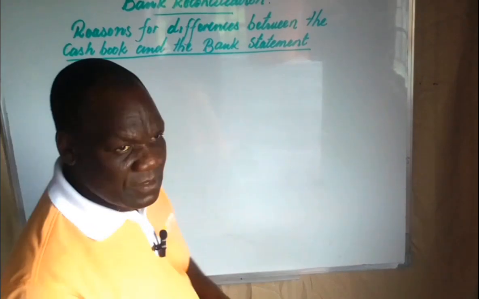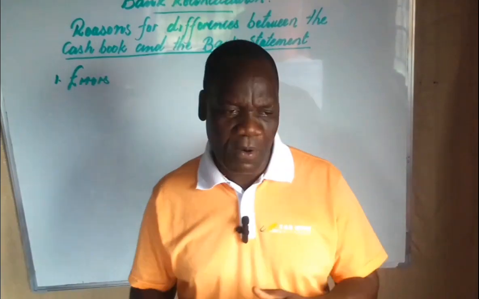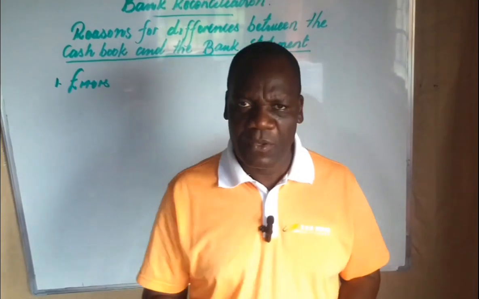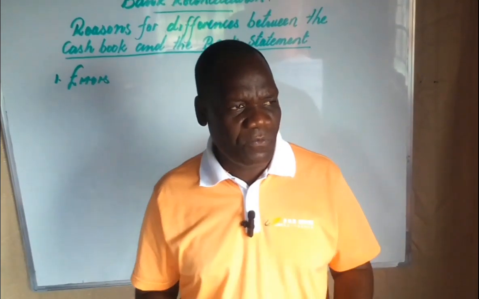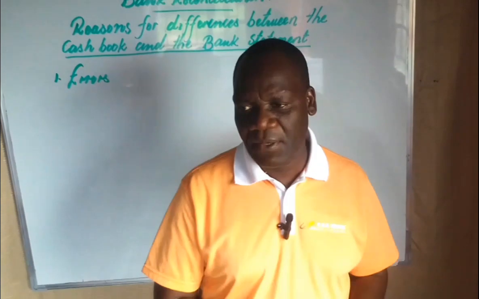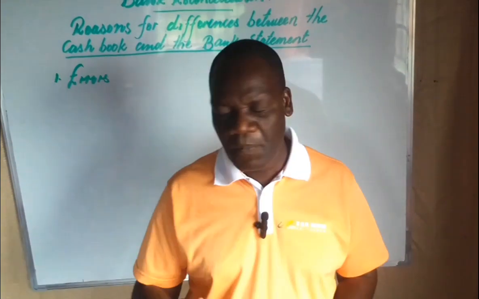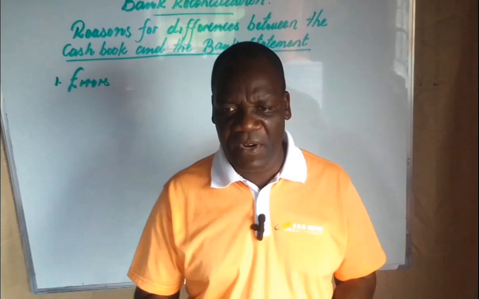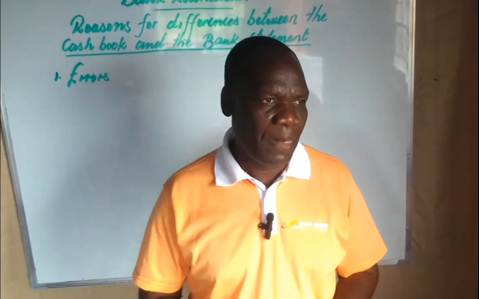There are times as we are doing the posting, maybe you are posting to your ledger, you are posting to your cash book, you make a mistake. So instead of writing a credit balance, you write a debit balance, or you debit the figure. That will cause the difference between the cash book and the bank statement.